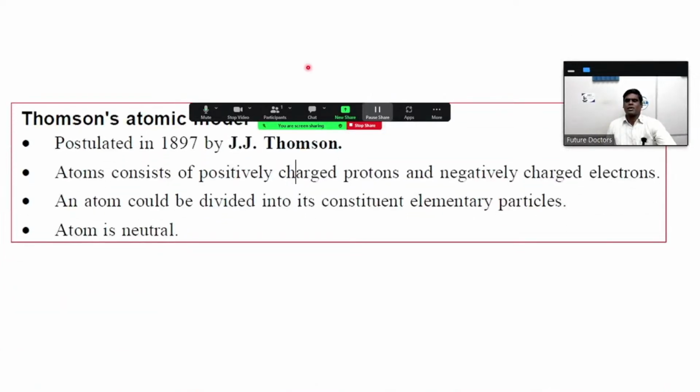The next atomic model is Thomson's atomic model, postulated in 1897 by J.J. Thomson. According to him, the atom consists of positively charged protons and negatively charged electrons. An atom could be divided into its constituent elementary particles, and the atom is electrically neutral.